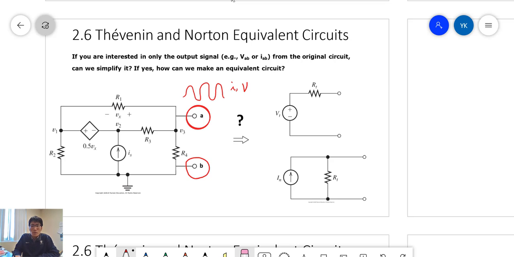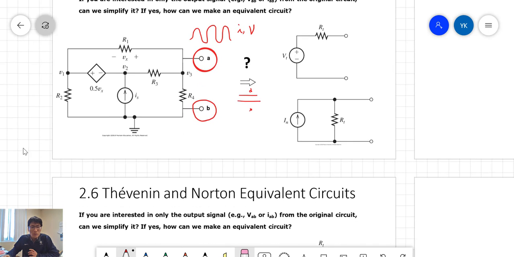So one source and one resistance are essential. How about this? One voltage source and a resistance. How about one current source and one resistance? They can be in parallel or in series, one of them. So they are equivalent. What do you think? Are those equivalent or not? Yes, it should be equivalent.